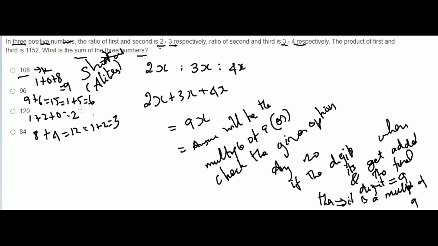So 9 into anything means, whatever answer you get, if you add all the digits you will get 9. That is the answer. That's a shortcut. So automatically 108 gives a 9.